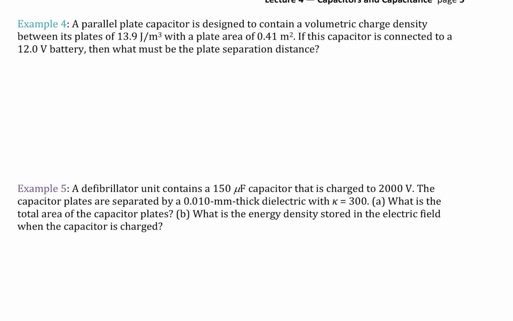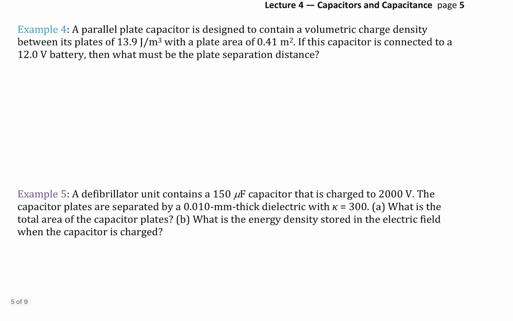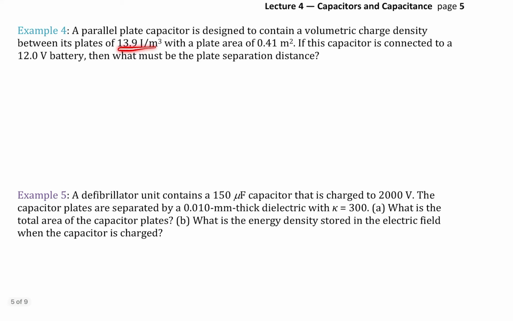A parallel plate capacitor is designed to contain a volumetric energy density between its plates of 13.9 joules per cubic meter, okay? Energy per volume, with a plate area of 0.41 square meters. I know that I tend to use a lot of big areas. In reality, that's because when people actually make capacitors, they roll them up on these really tightly wound rolls, like a tiny jelly roll. And so the idea there is you actually have a lot of area because it's all rolled up.